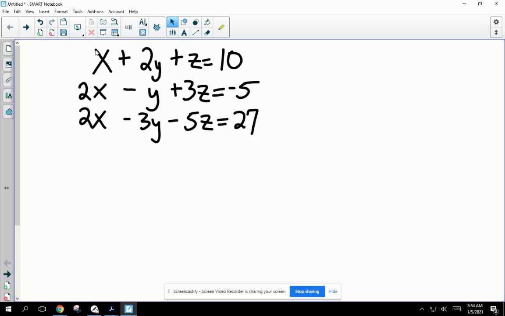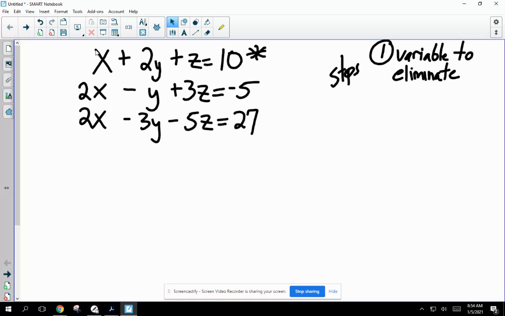Right? So the first step here, I'm going to write the steps over here for you. Steps. Find a variable you want to eliminate. For this first one here, you look at the easiest equation, right? And the easiest equation we're going to say is this one because this has 2 variables with no numbers. X has no number and Z has no number.